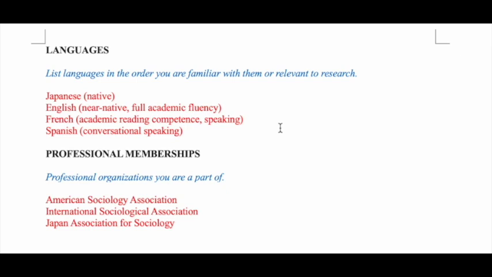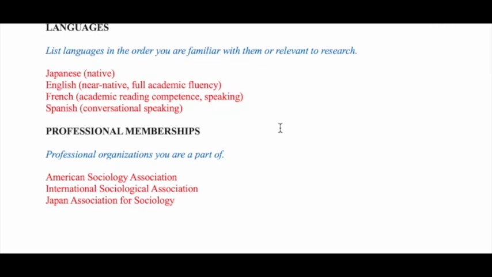And finally, professional memberships. Any professional organization that you're a part of, this would be useful to include to show that you're engaging with the academic community. And that is all the sections we have on our CV.